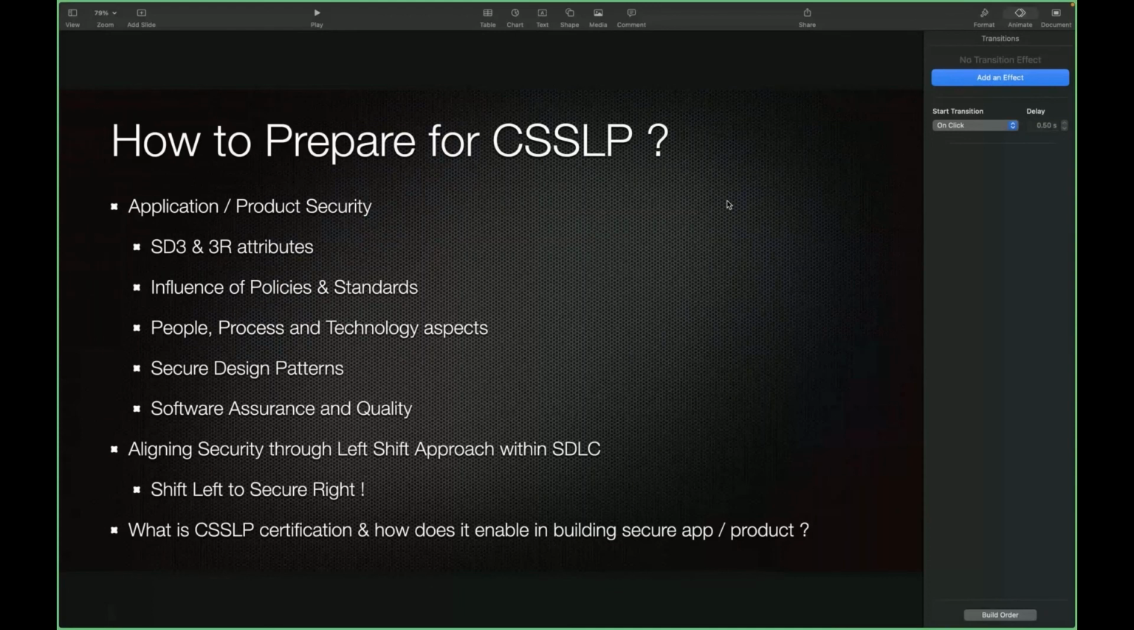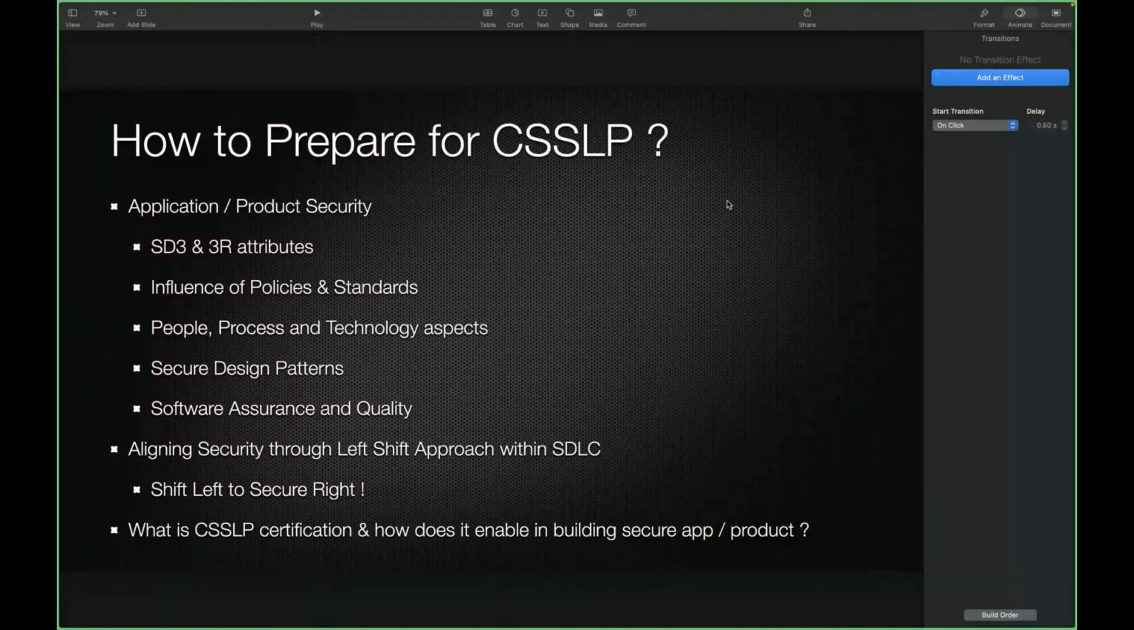So once you are aware of all these domains, right? Once you have this knowledge under your belt, you would be in a position to understand what the different activities are that need to be carried out right from the initial phase of the project, with the end goal of building a secure application or product. And that is how CSSLP is going to help you in attaining this goal of coming up with a robust application or software.